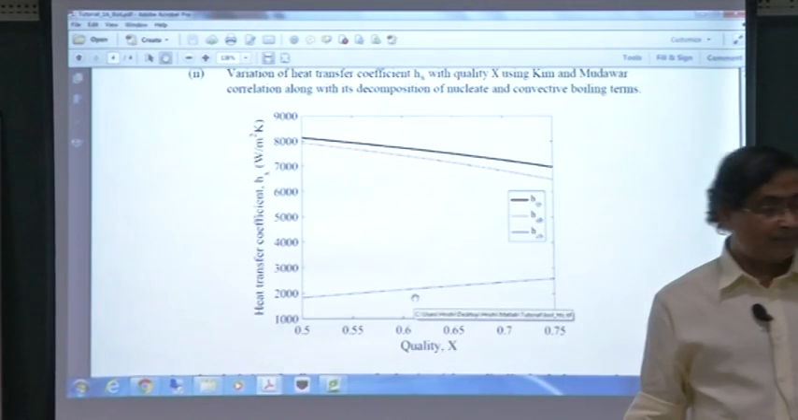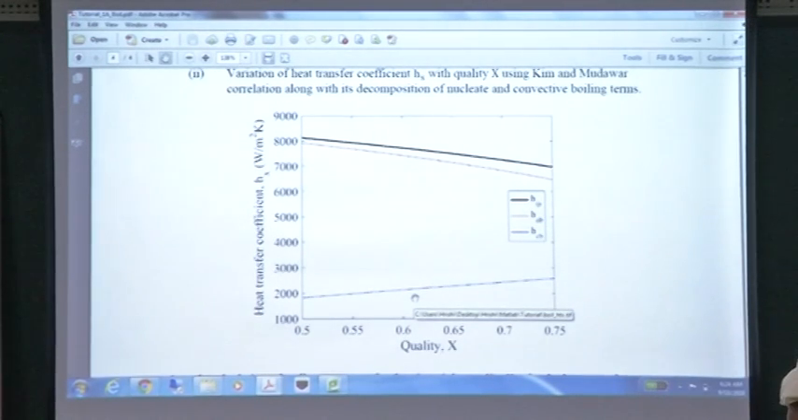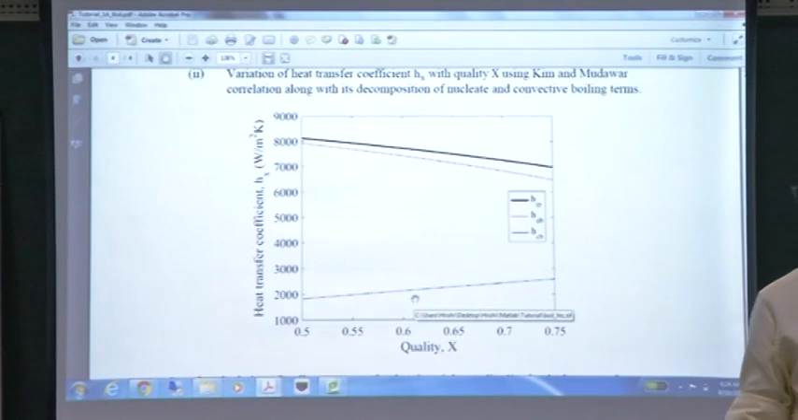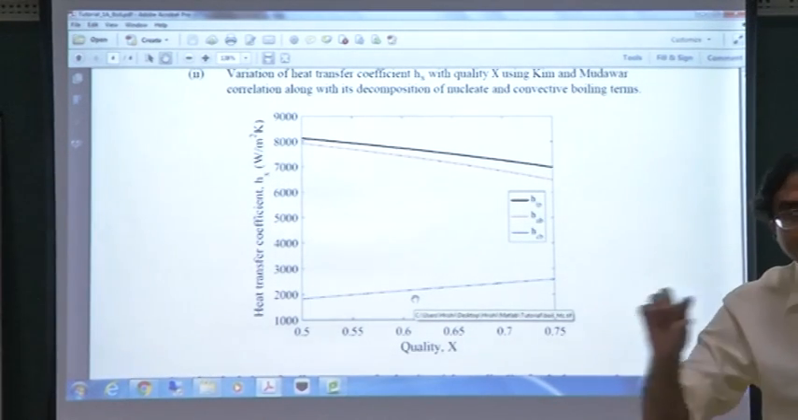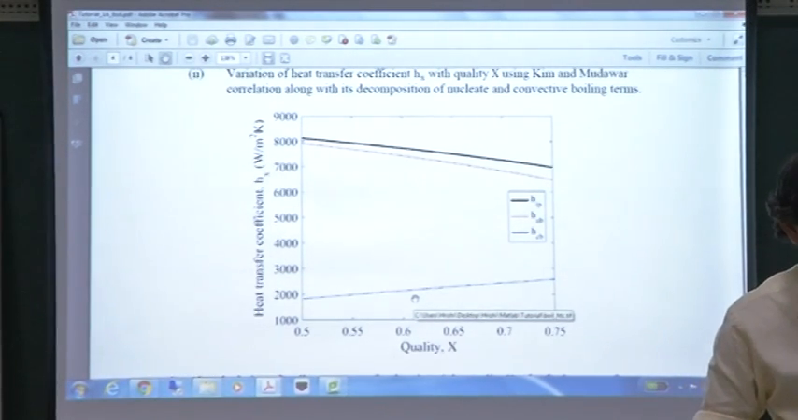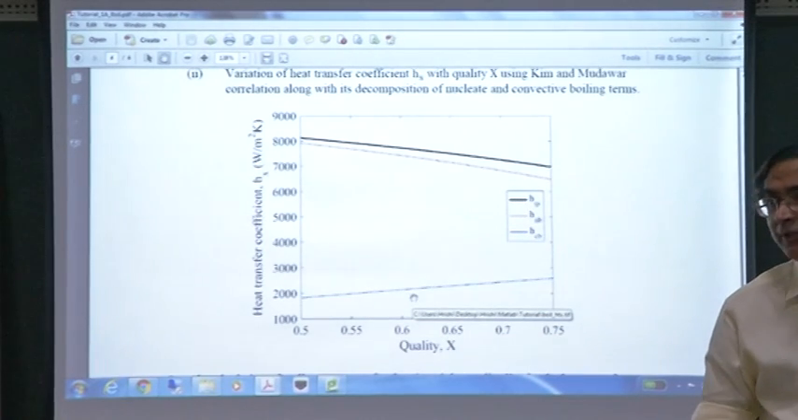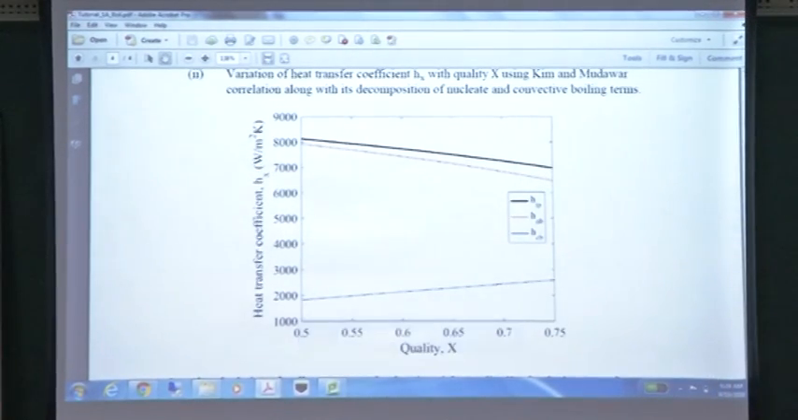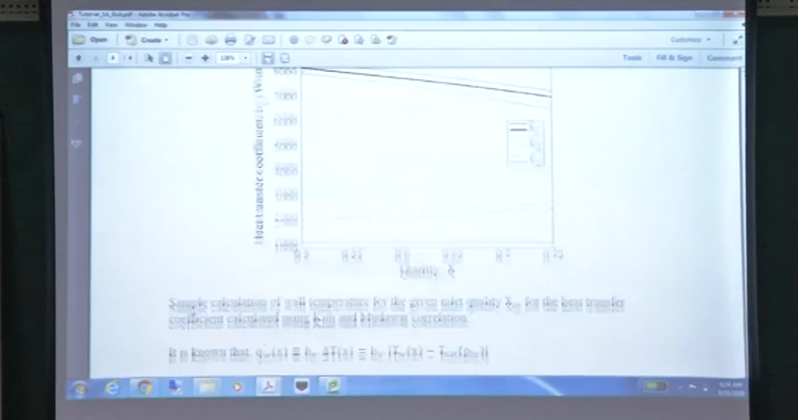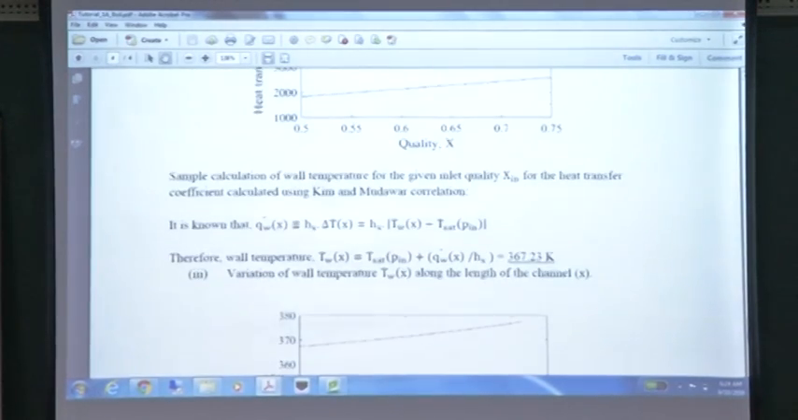That's an important observation, particularly if you wanted to build a boiler where you wanted to tell what the liquid film thickness was, which is not there in this correlation. It's just a total heat transfer. So with that, the next question was, what's the wall temperature?